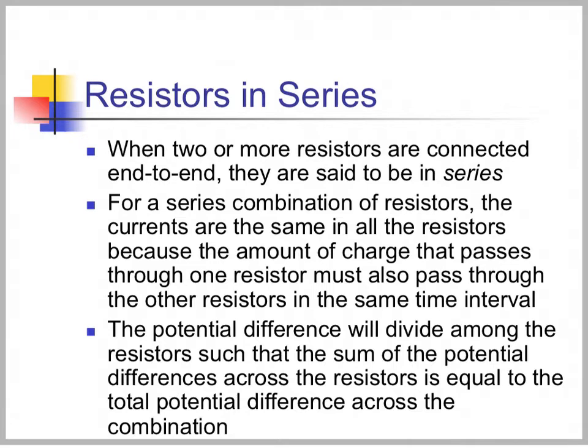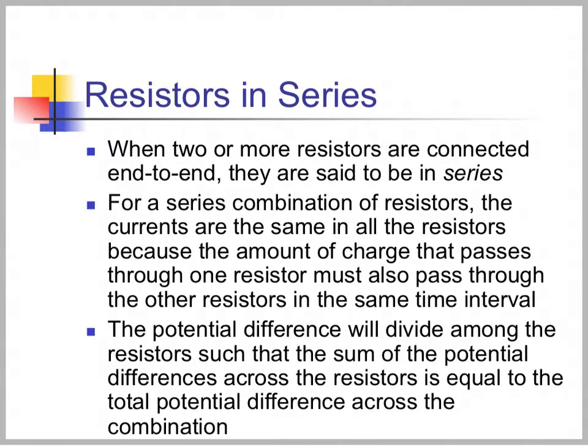So, how do I deal with resistors connected in groups? Of course, we learned about capacitors in series and parallel. We're going to need to consider resistors in series and parallel. So if two or more resistors are connected end to end, they're said to be in series. And for a series combination of resistors, the current is the same in all the resistors because the amount of charge that passes through one resistor must also pass through the other resistors in the same time interval.